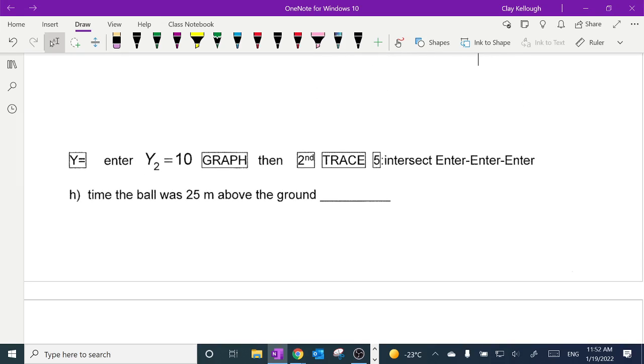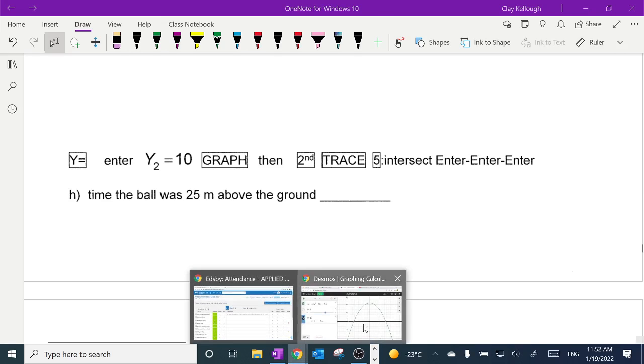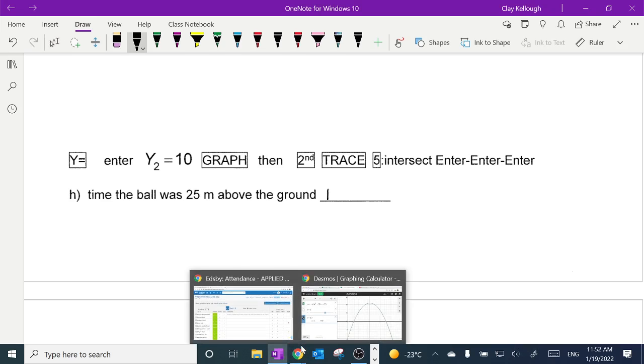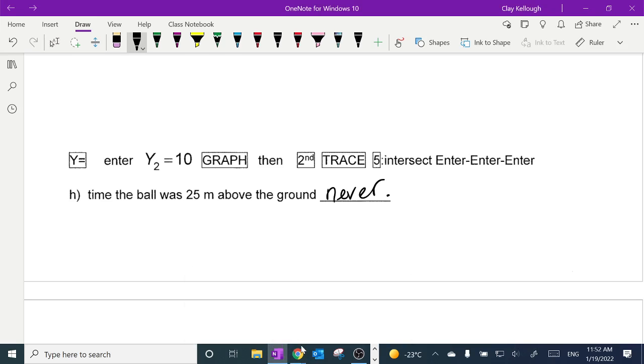Then it asks you the same thing that it asked us on the last example. When is the ball 25 meters above the ground? Never. It doesn't get that high. So, trick question, don't fall for it. And there we go. There's 7.8 stuff.